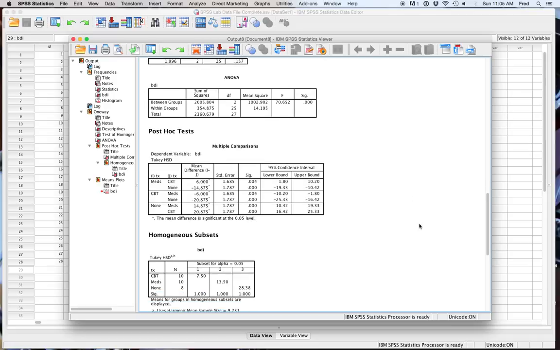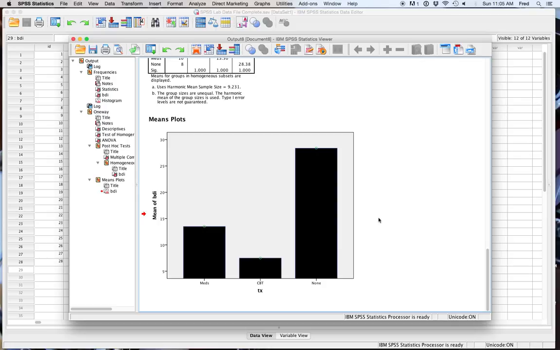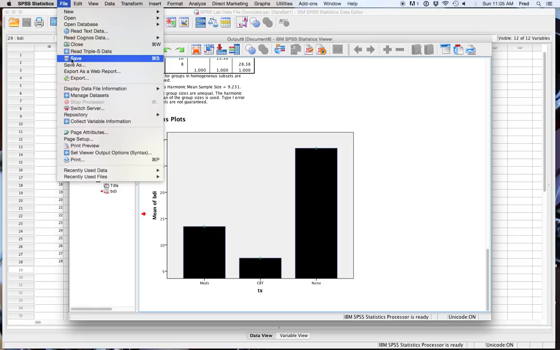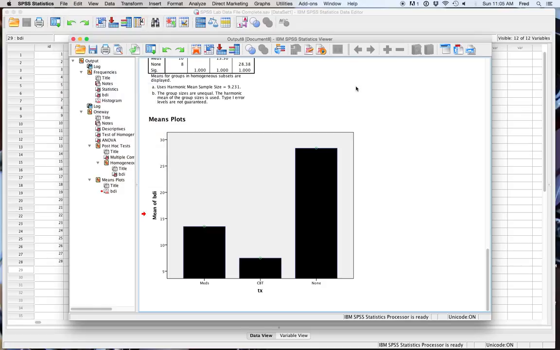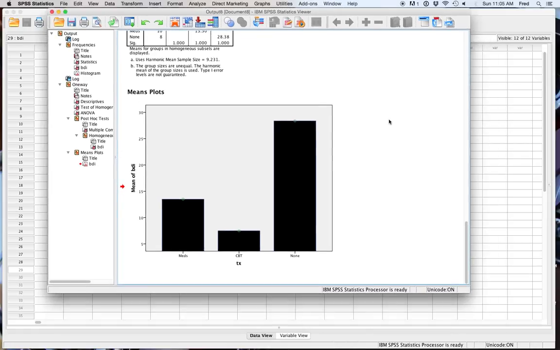But when you do interpret it, you have to walk the reader through, or walk your professor through, all possible comparisons of the groups and tell whether they are significant or not and in which direction. And then lastly, we have a graph of the means. So I should save that file, and I tell you how to save it in your instructions for the tutorial.